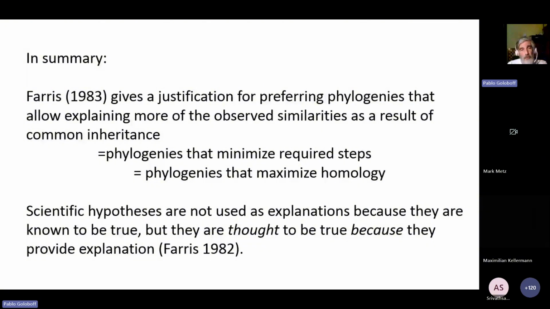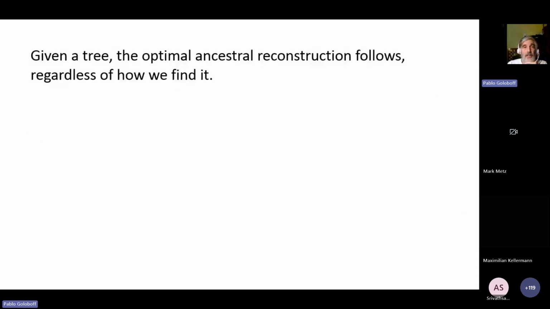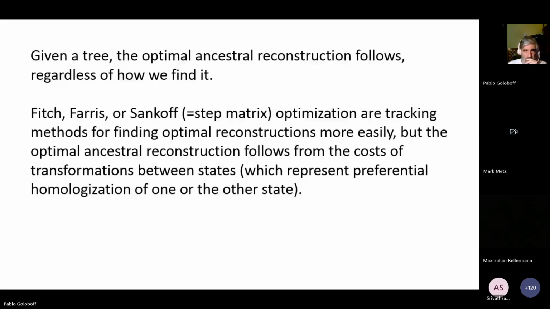So it's important to keep all of this in mind when we are thinking about inapplicable characters. Given a tree, the optimal ancestral reconstruction follows, regardless of how we find it. It simply follows from what we have been discussing so far.